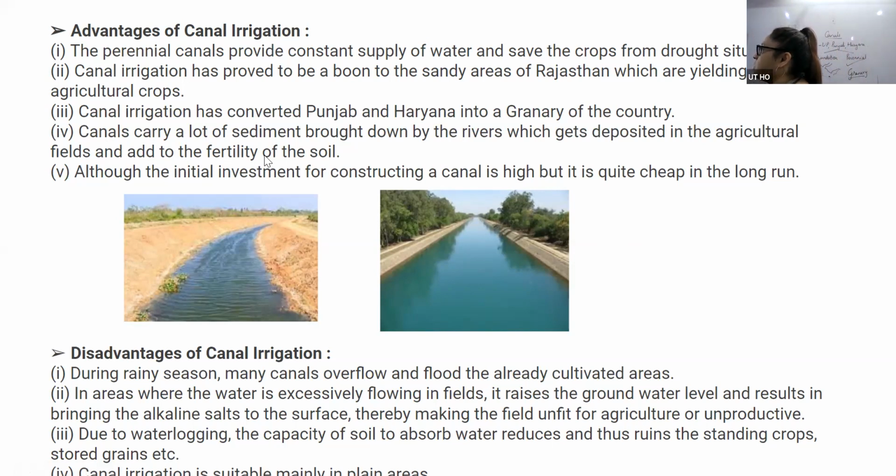Although the initial investment for constructing a canal is high, it is quite cheap in the long run. Like you have solar energy, right? It's expensive to install solar panels, right? But then they say that in the long run, it's more cost effective because it saves your electricity bills and all. So this is along the same line. Initially you're spending more, but eventually it becomes more cost effective. So you can say that it is more cost effective.